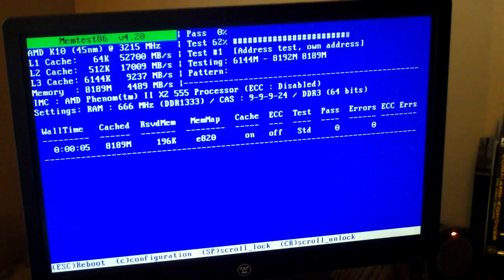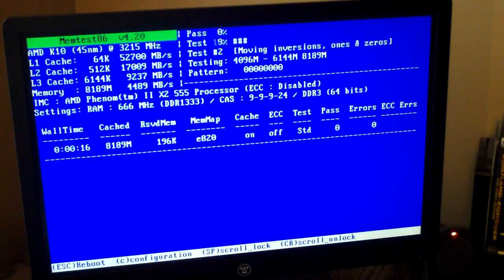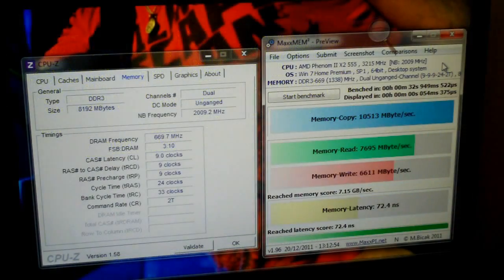Alright, so we are in Memtest86, starting on the first pass. Get back to you guys after we are finished. Alright, well, I completed a few passes of memtest and I ran MaxxMEM here. And you can see what our score and what our readings are for that.